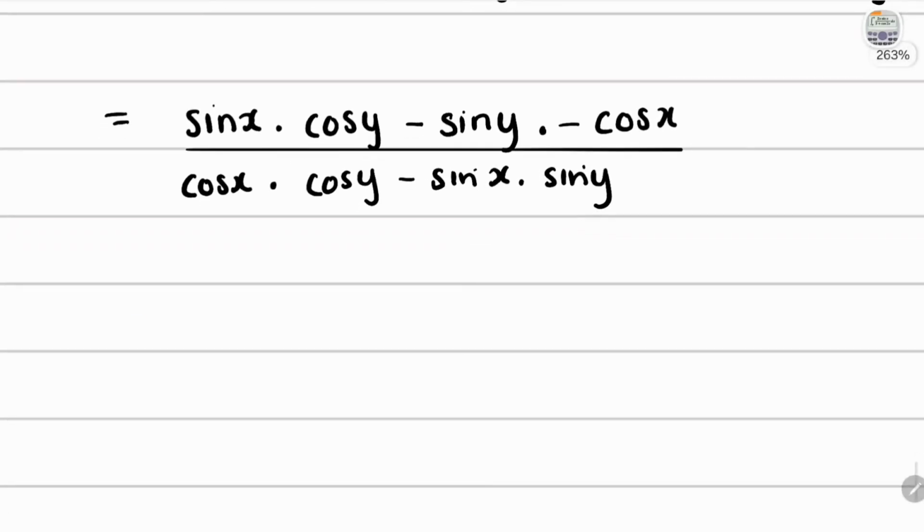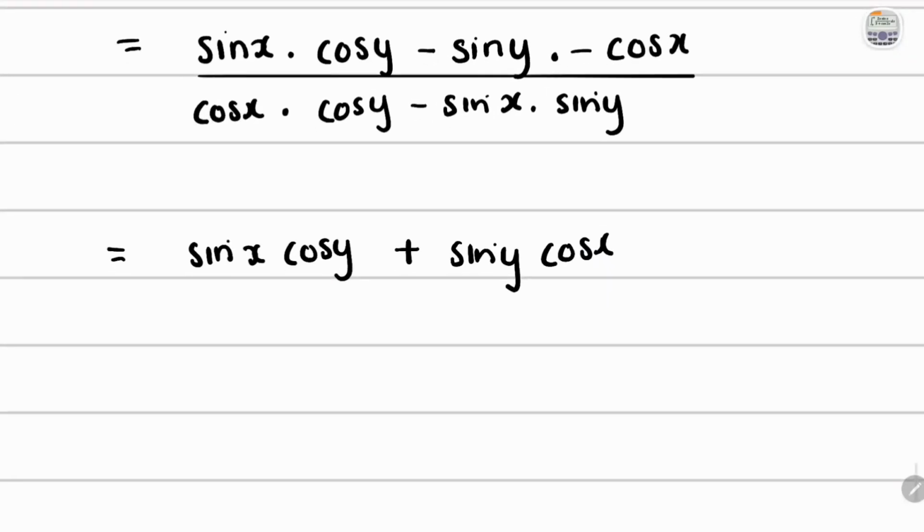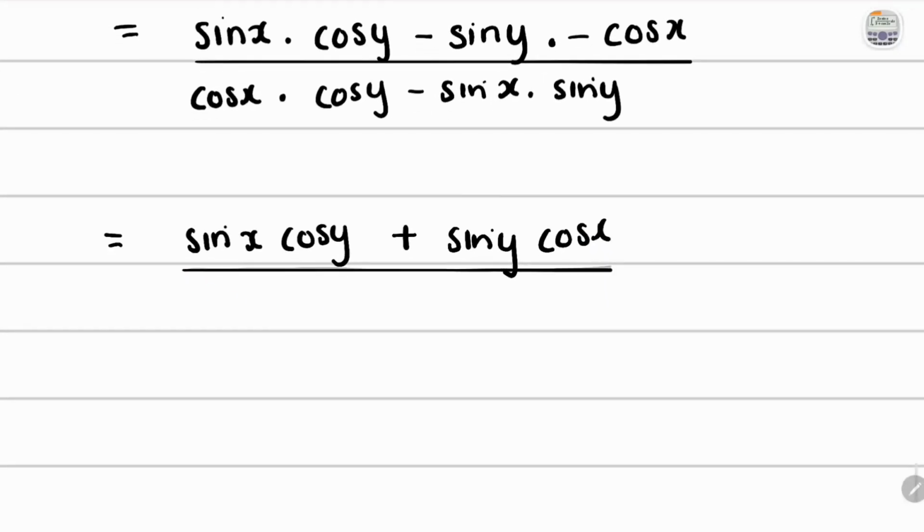All we're doing here is just simplifying. So these two would multiply. Remember, they were being added and then these two became negative. So we still have sine x cos y. Then these two multiply and become plus sine y cos x. And this goes all over this, which just stays the same.